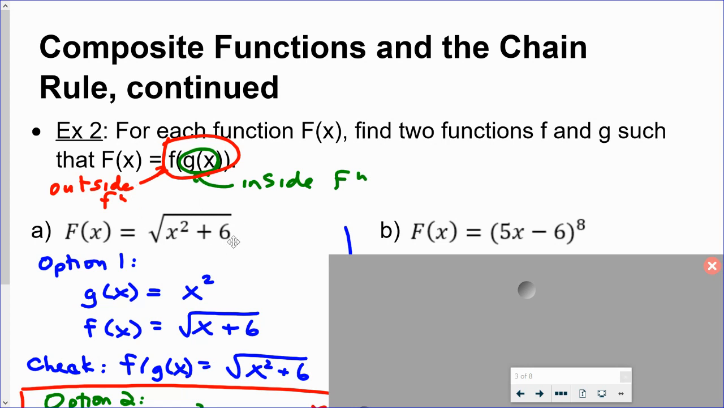So for example, if I wanted to break this function down into two smaller functions, I could call all of this part that's underneath, or I could start by calling just the x part g of x, the x squared part. And f of x would be the x plus 6. So I could say that I can put x squared in for x in this expression and get f of g of x is x squared plus 6.